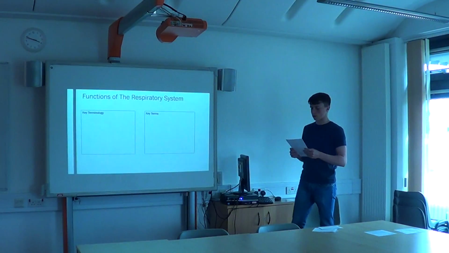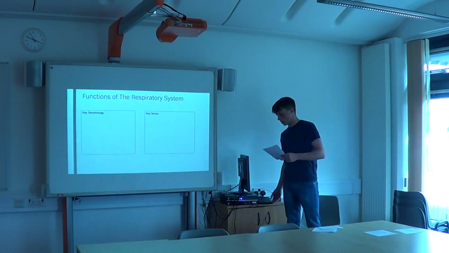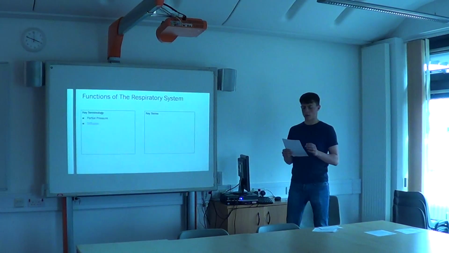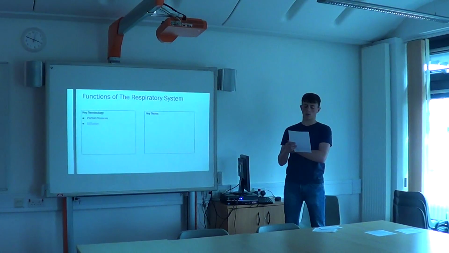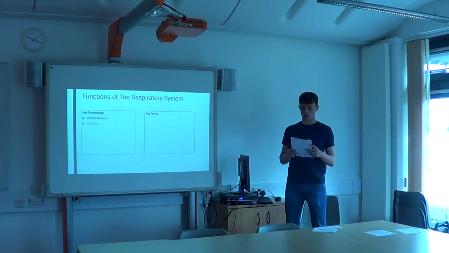Onto functions of the respiratory system. There are two pieces of key terminology we need to know regarding the functions of the respiratory system. These are partial pressure and diffusion. Partial pressure is the pressure exerted by a single gas in a mixture of gases. Diffusion is the movement of a substance from an area of high concentration to an area of low concentration.